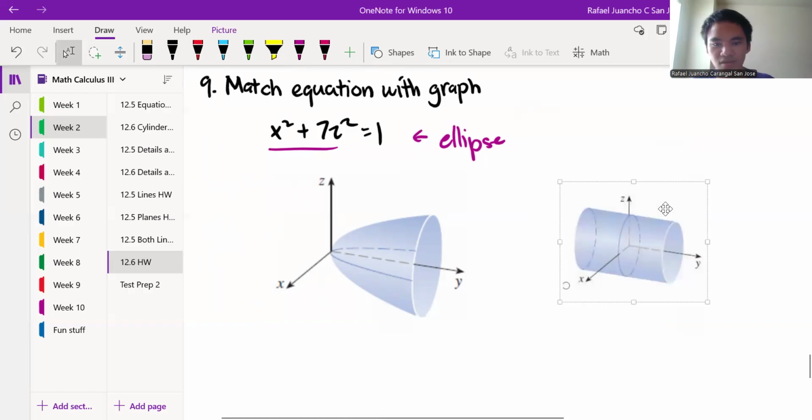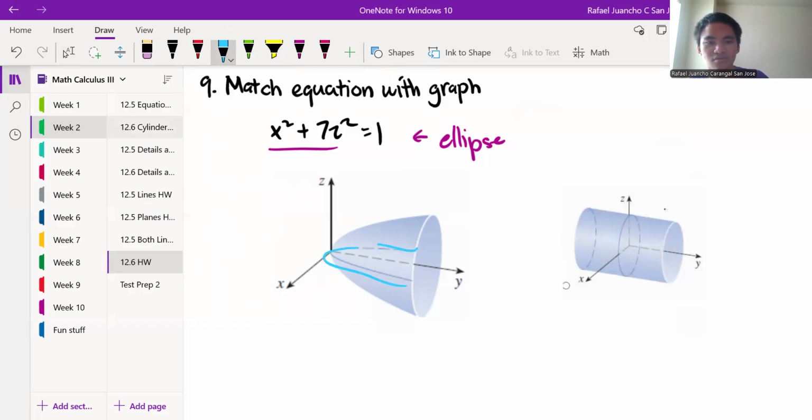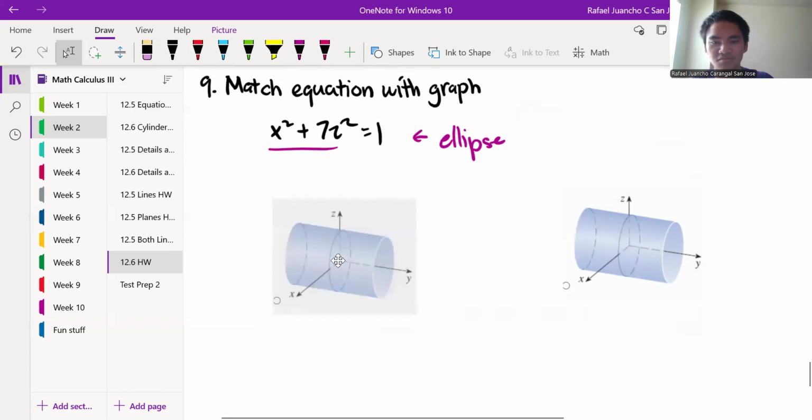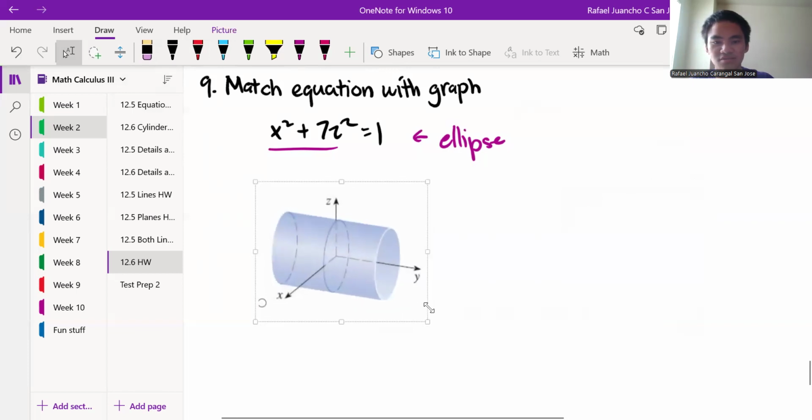Yeah, I forgot because in the XY plane there's a parabola. So I don't think it's this one. Actually, I think it's this one. Here's a cylinder, but apparently this is a circle, but this is the best one we can find.